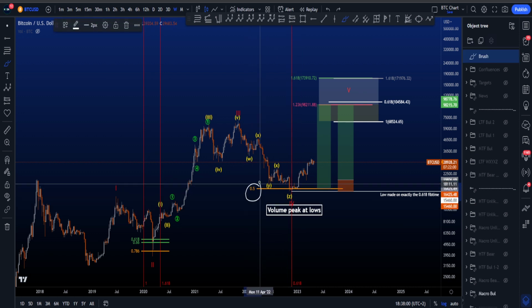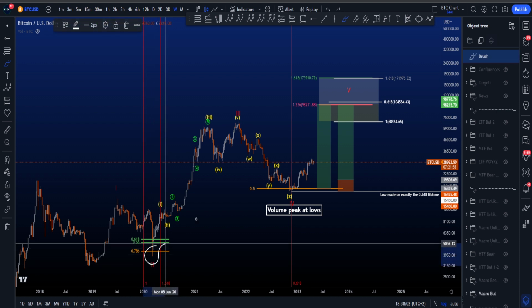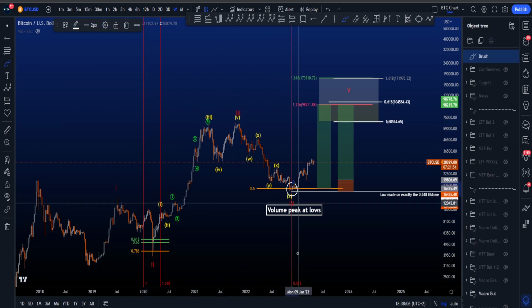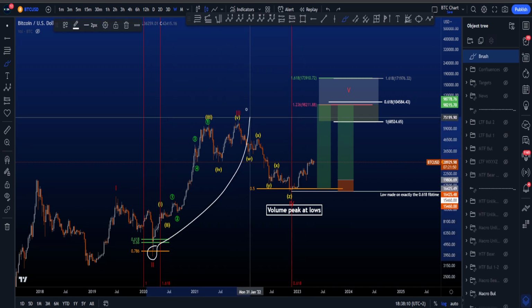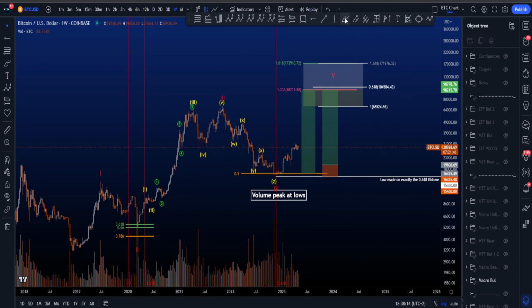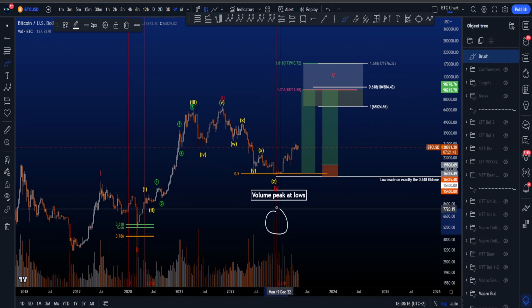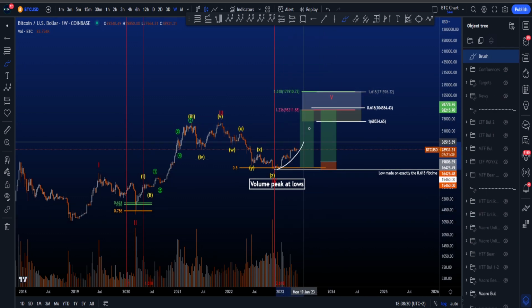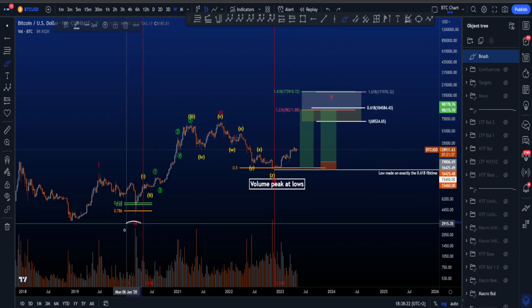It bounced perfectly on the 0.5 fib taken from the low of 2 to the high of 3, and the weak low of this wave 4 was also made on the 0.618 fib time taken from the low of 2 to the high of 3 as well. If we then open the volume, you can see that we also had a volume peak at the lows of this wave 4, which can signal a reversal area for eventually more upside, just like it did with this wave 2 over here.